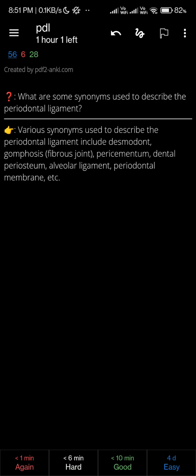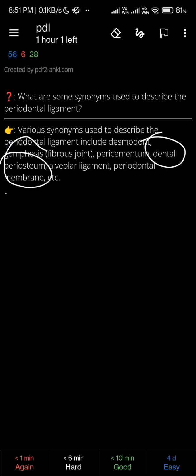Periosteum of bone. Then we have pericementum, desmodonte, gomphosis, fibrous joint. Pericementum, dental periosteum, alveolar ligament, periodontal. So it is dental periosteum.